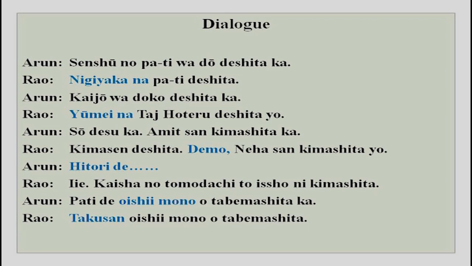Party de oishii mono wo tabemashita ka? Party de. Again, we have another de over here. Oishii mono wo tabemashita ka? Did you eat good things at the party? Takusan oishii mono wo tabemashita. So, this is the explanation. Very, very short explanation.